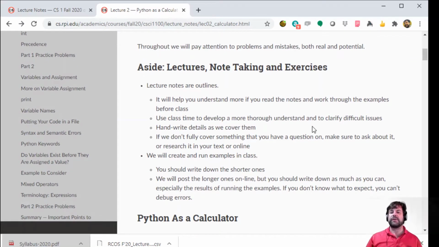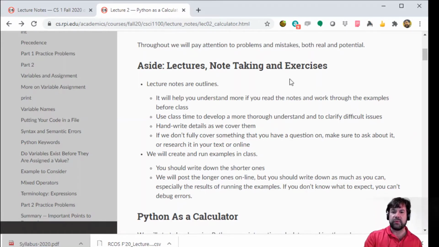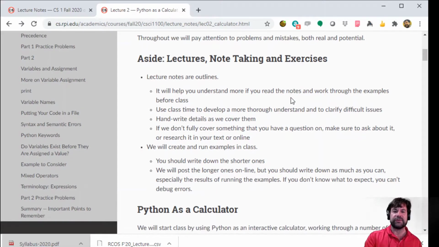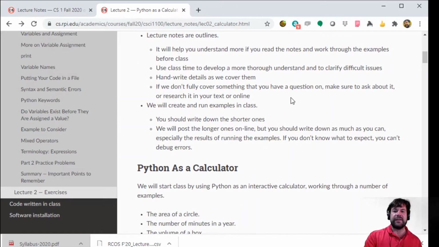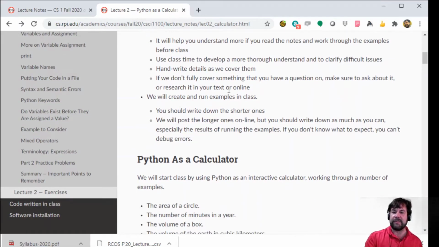If you get a chance to read the notes ahead of time, that's great because we can come in here and we can focus on the examples. We can do more of a deep dive on some stuff, or give you a better intuition for it. So we do recommend you try to read the notes and read through the examples before class, and then we'll use the class time to give you a better understanding of the material.